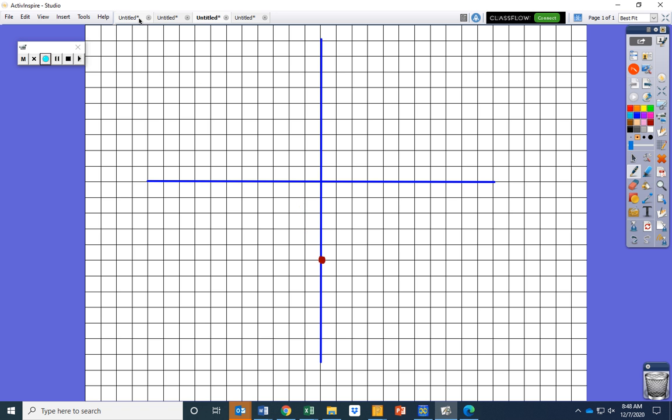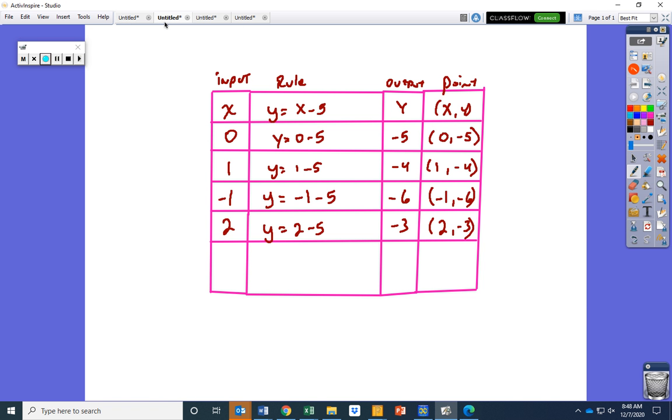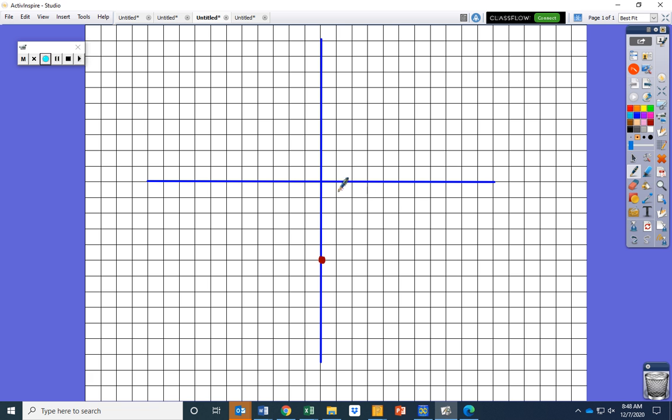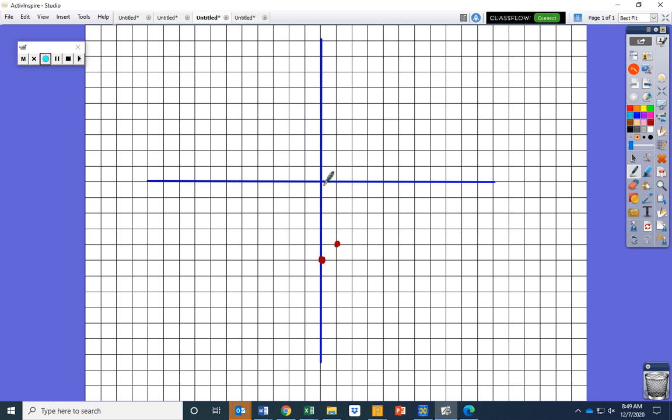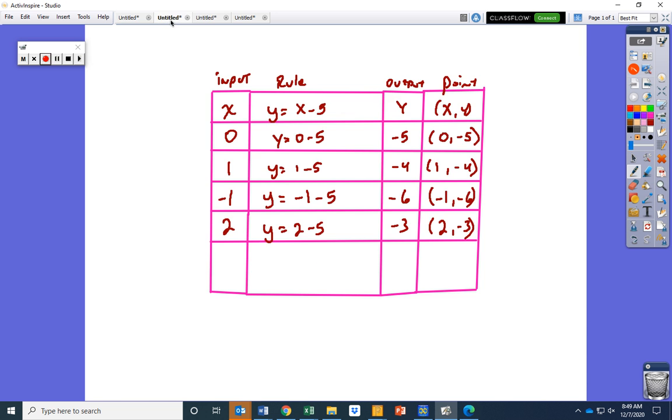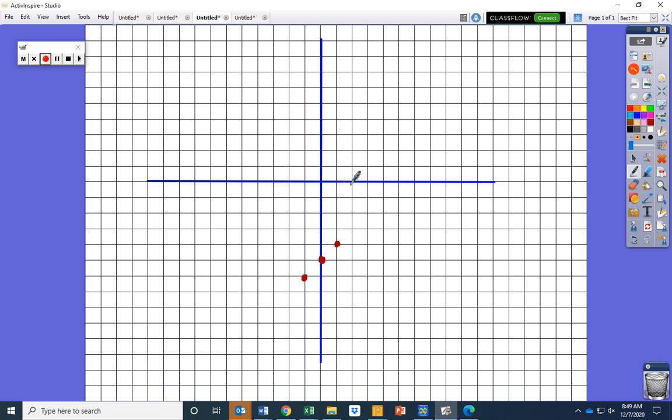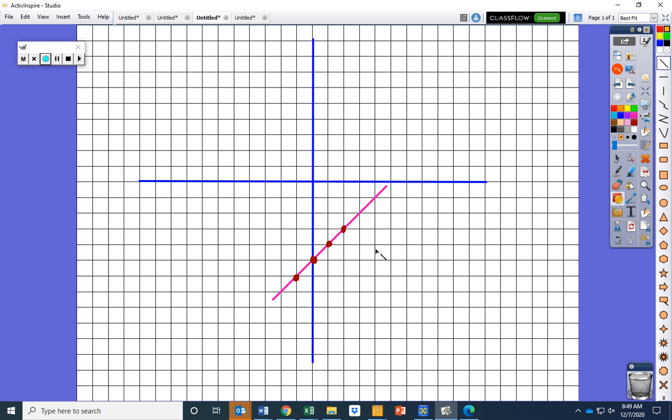Let's look at our next point. 1, negative 4. So over 1, down 4. Next point, negative 1, negative 6. I'm going to go back 1 and down 1, 2, 3, 4, 5, 6. So far, am I all in line? My last one is 2, negative 3. So over 2, down 3. Did I form a straight line with that group? Yes, I did. So did I do it right? Yes, I did. Question, Benson.